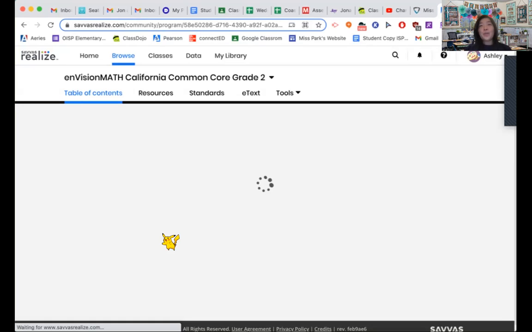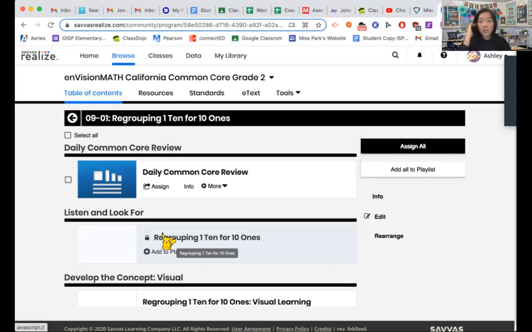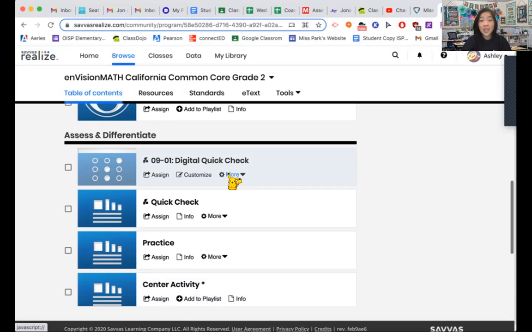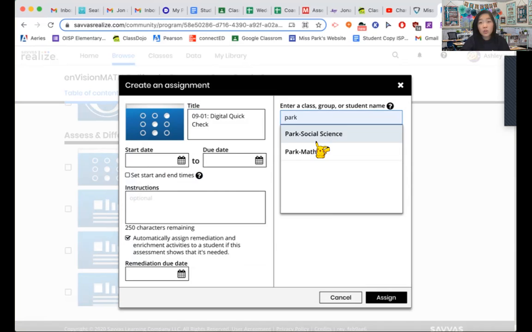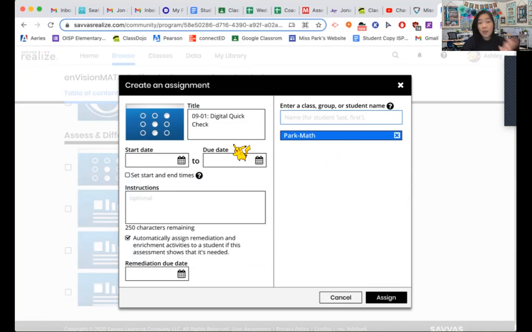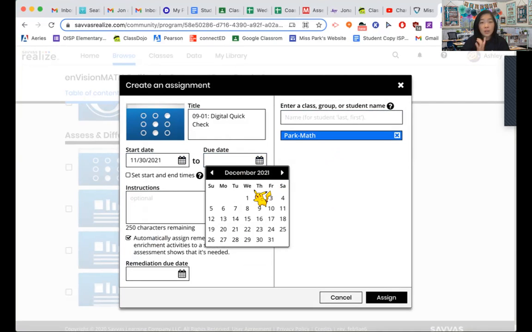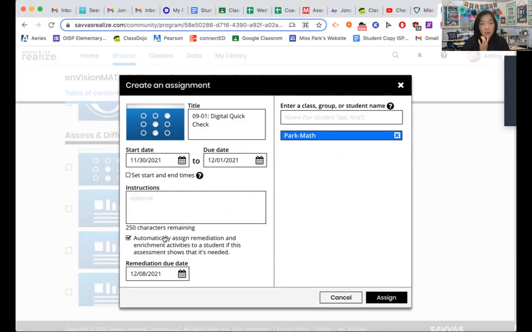Because we did the reteaching and the practice yesterday, we are just going to work on our digital quick check and we're going to work on this together. So please don't move on so quickly, even if you know the answers, because I want you guys to go over each of the steps with me so that you guys know all the skills and strategies.